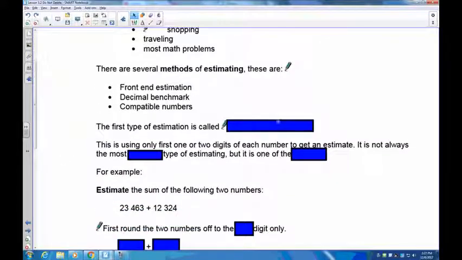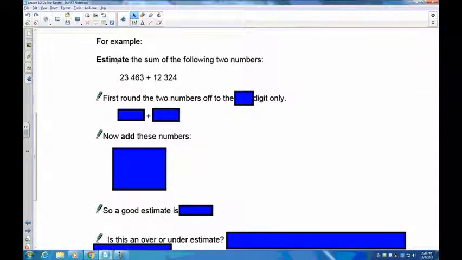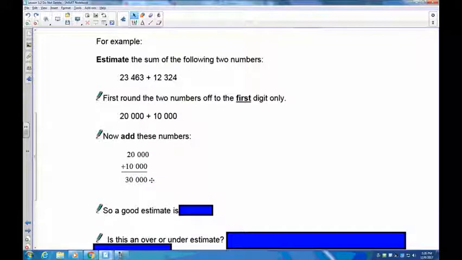So the first type is called front-end estimation. Now in front-end estimation, you're only going to use the first 1 or 2 digits of each number to get an estimate. It's not always the most accurate type of estimating, but it is definitely one of the fastest. For example, what is the sum of 23,463 plus 12,324? Well, the first thing I'm going to do is round the two numbers off to the first digit only. So my 23,463 is going to simply become 20,000. With 12,324, I keep the 1 and everything else turns to a 0. Now when I add 20,000 and 10,000, it's very easily 30,000.